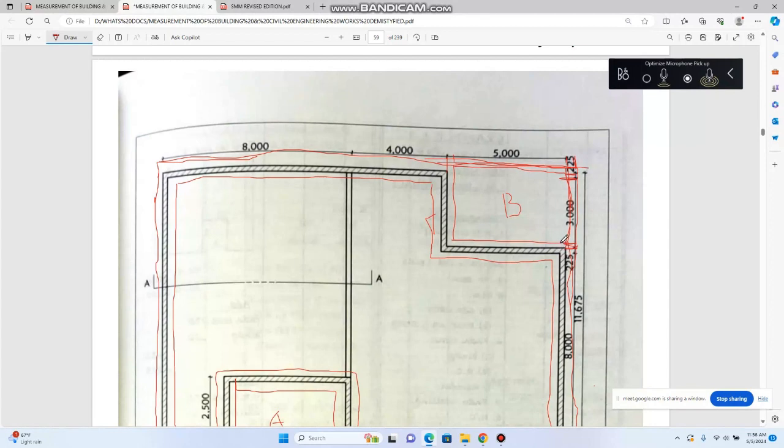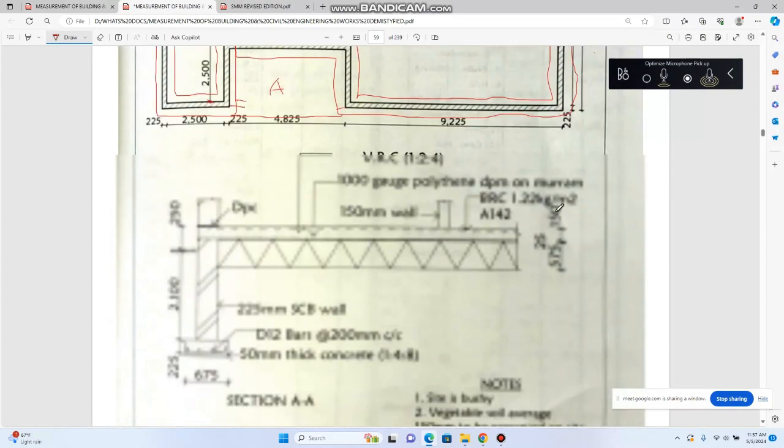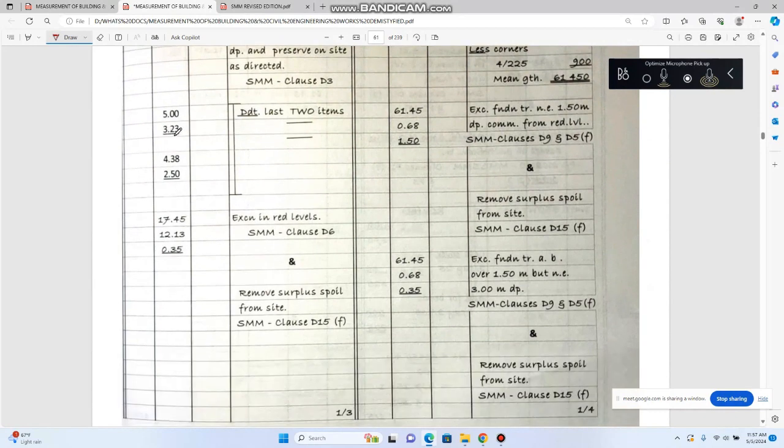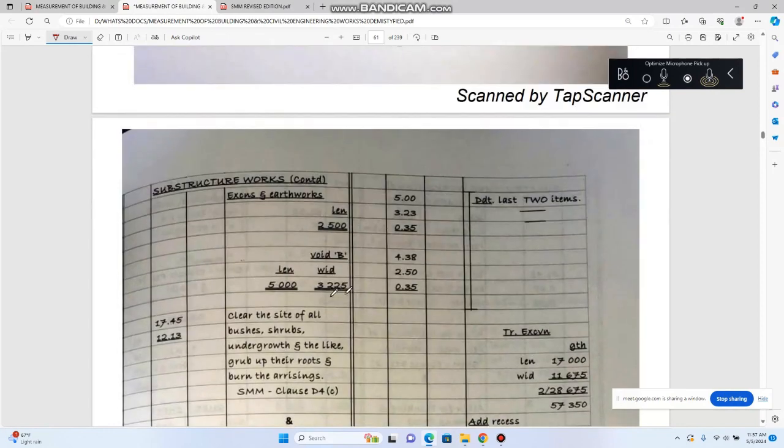Then we need to deduct this 225 here, because from here up to here is 225. So we shall get 3225. That is what we have come and said 3.225, to two decimal places, 3.23. You see here it was 3225.